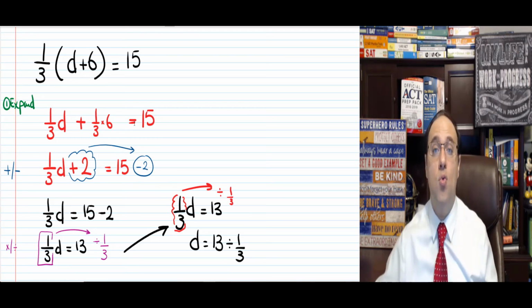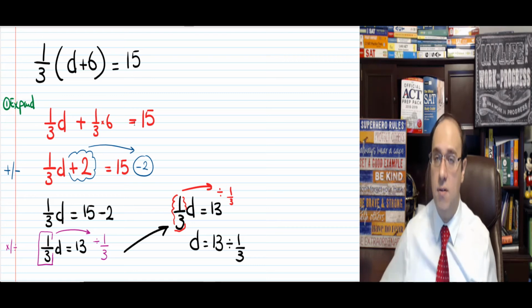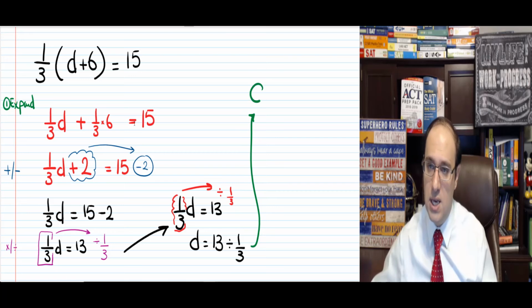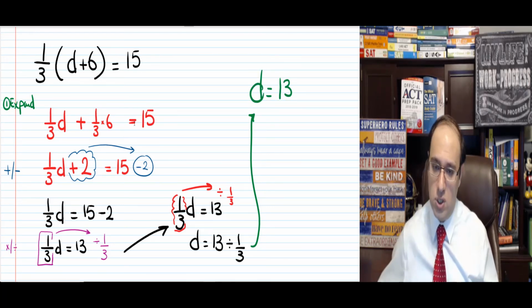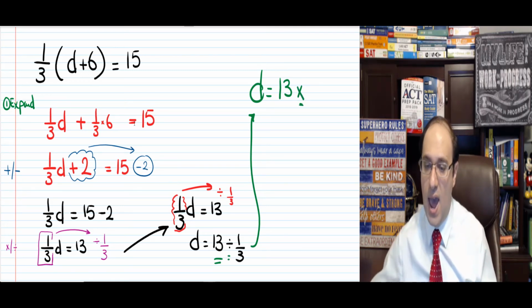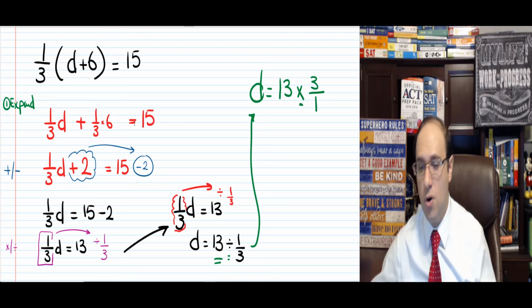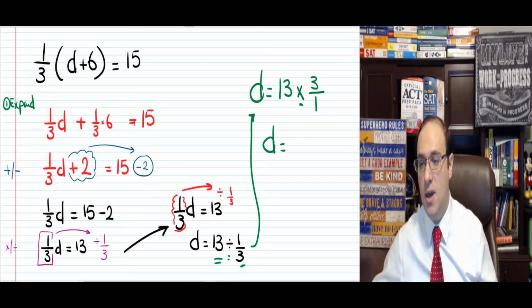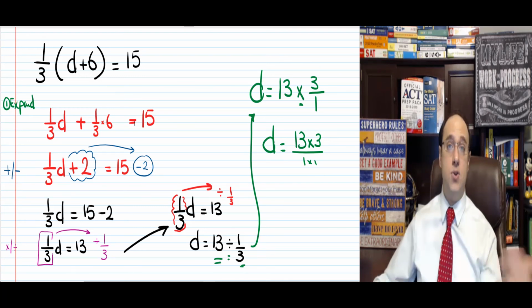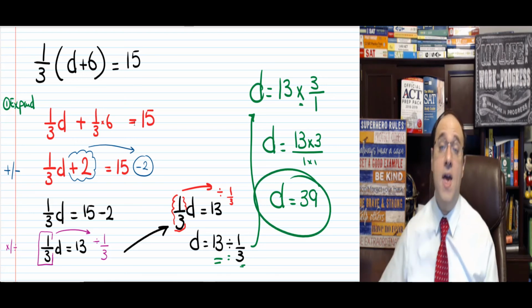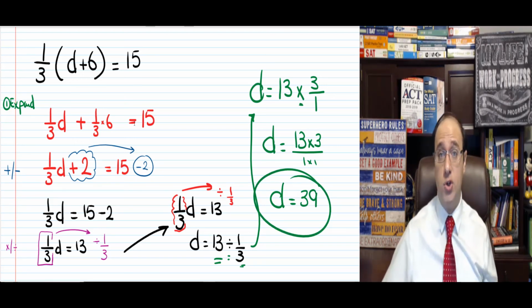Okay, remember, when we want to divide by a fraction or divide fractions, here's what we do. We go d equals first number, which is 13. Change the division to multiplication, okay? And then flip your fraction, reciprocal. So instead of 1/3, it's 3/1. So d equals 13 times 3 over 1 times 1, because 13 is 13/1. What is 13 times 3? It is 39.